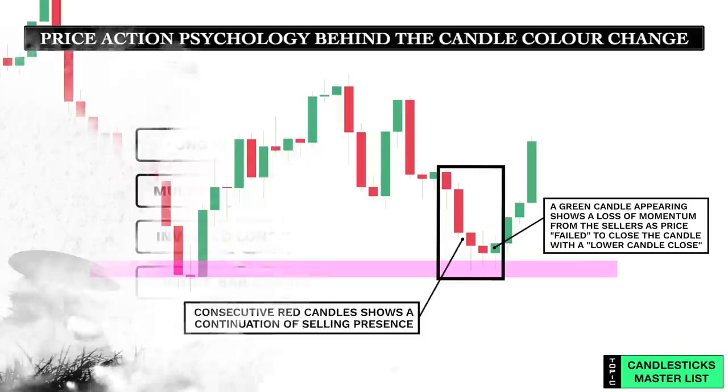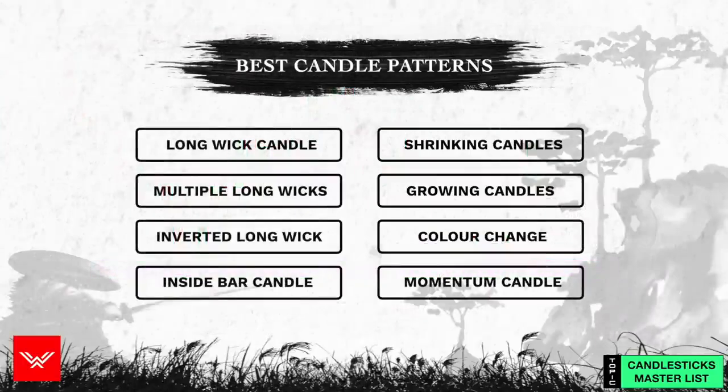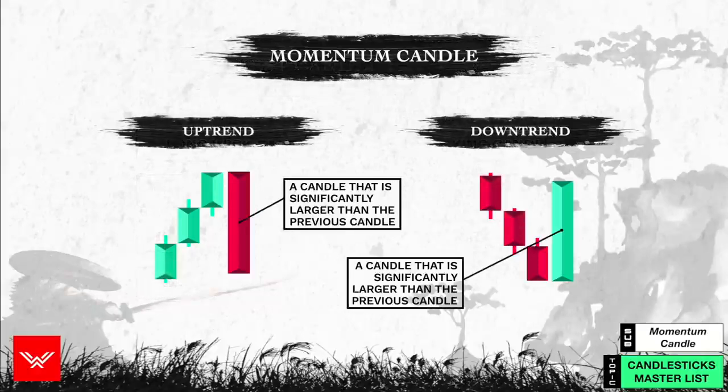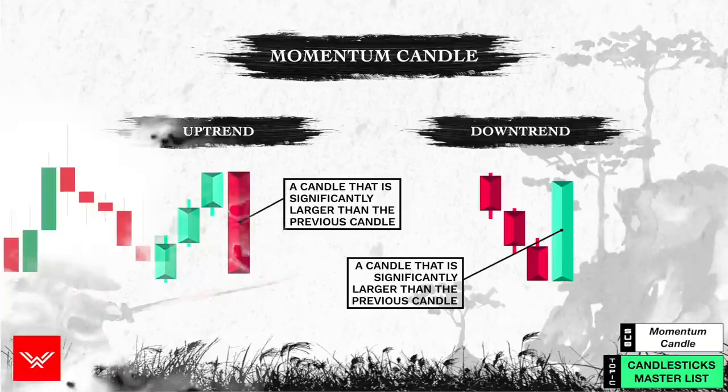So next, the momentum candle. This is where the candle body size is much larger than the previous candle, which represents a heavy gain of momentum. Now, on the charts.